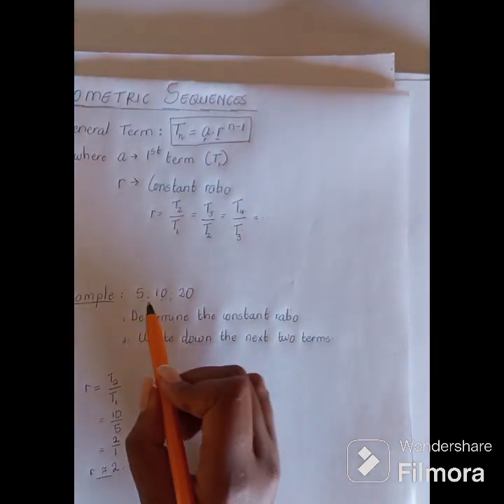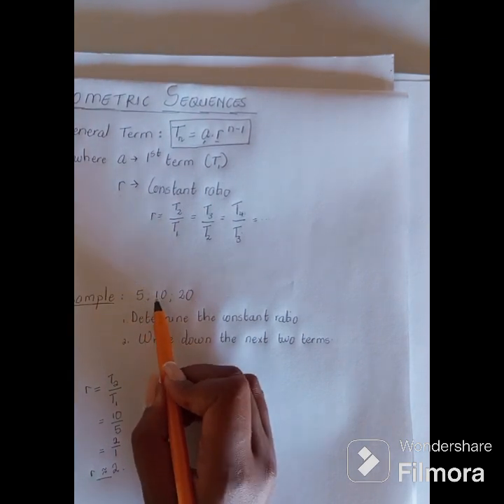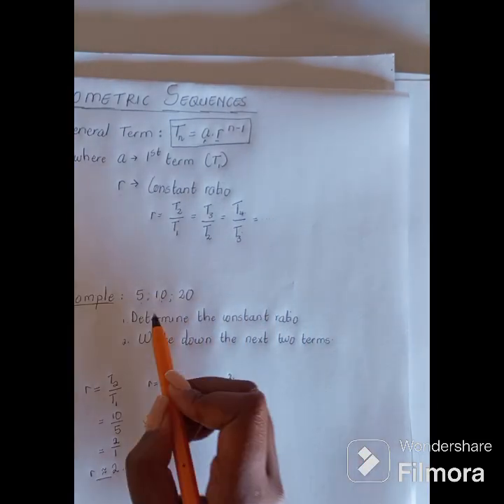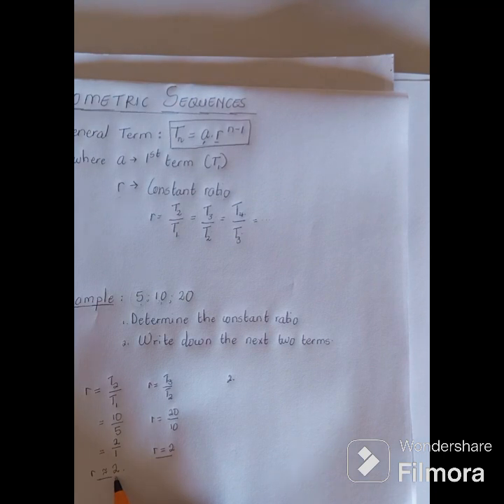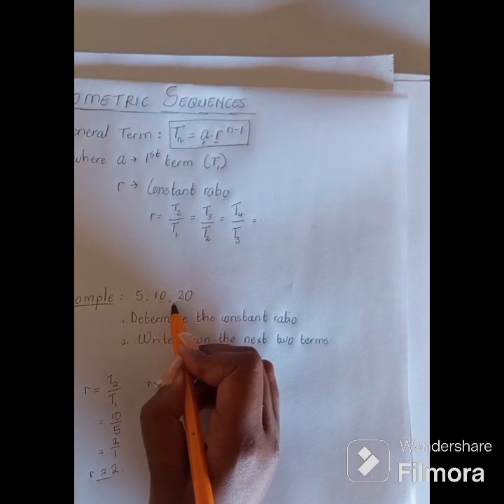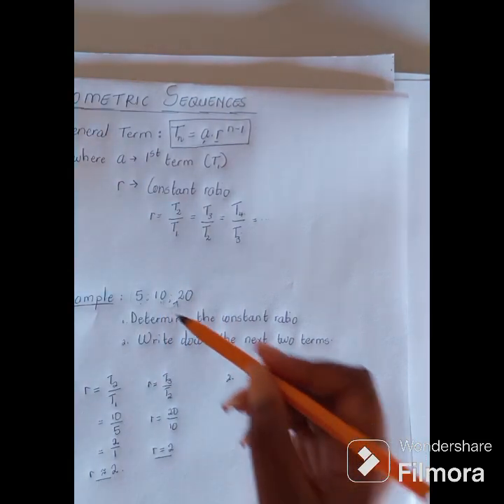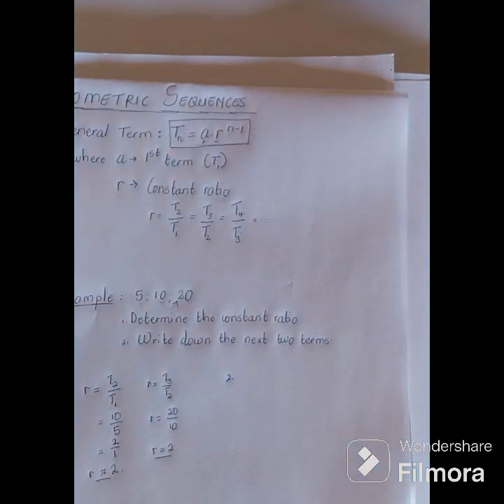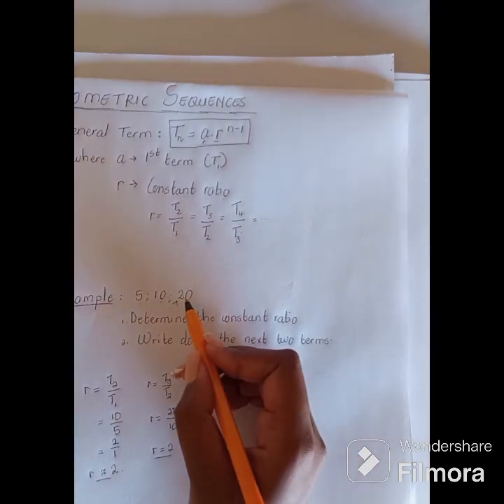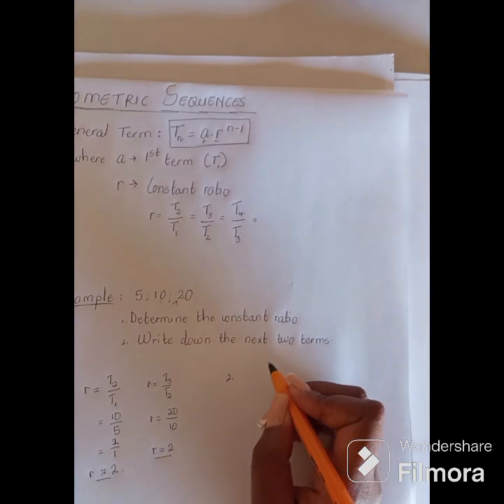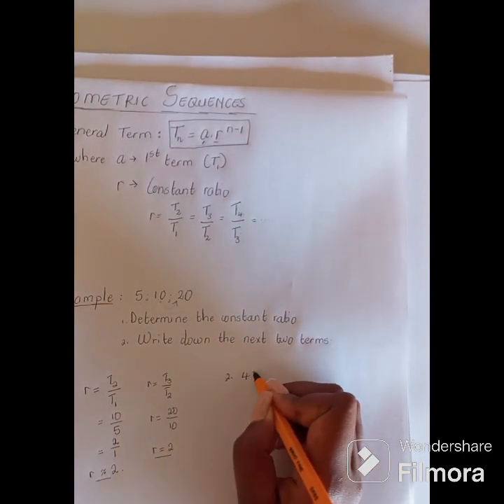What did we do from 5 to 10? We multiplied 5 by 2, our constant ratio, and then it gave us 10. With 10, we also multiplied it by 2, and it gave us 20. We multiplied 10 by the constant ratio to give us 20. Therefore, if we are looking for the next term after 20, we must multiply 20 by our constant ratio, which is 2. You don't need a calculator for that. It is going to give you 40.